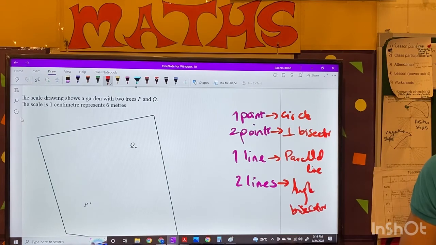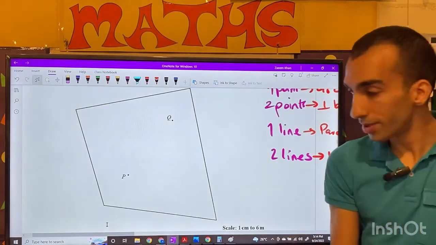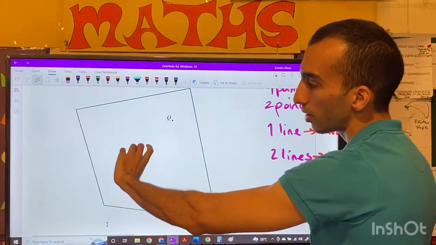तो हमारा इस केस में 2 पॉइंट्स है P and Q. The garden has a path that is equidistant from P and Q. We will draw a perpendicular bisector. How do we do that? With center at P in an arc more than half the length of the line segment.